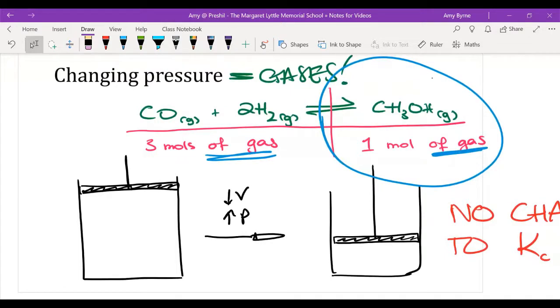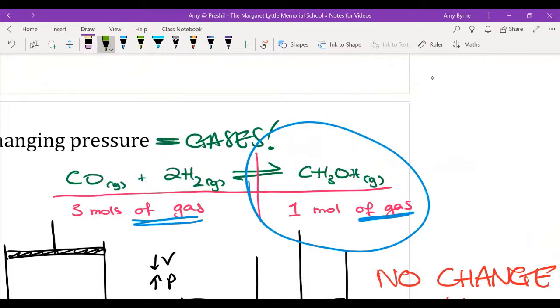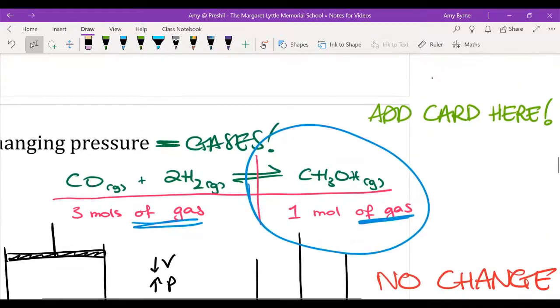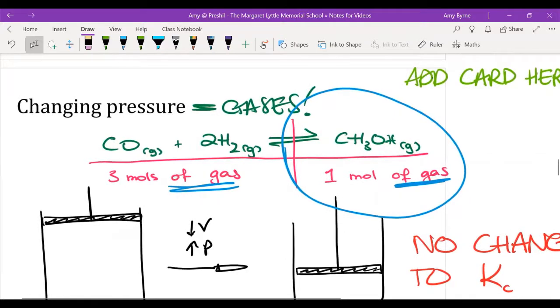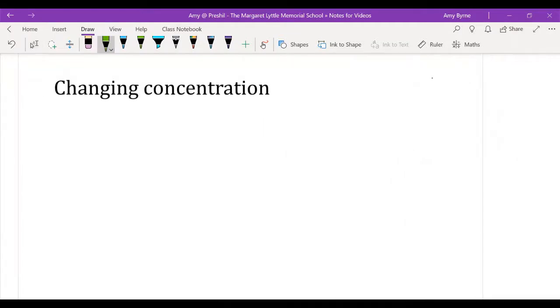So what I might do, if I remember how to do this, and I'm just going to put a big note for myself so I can see it. I'm going to see if I can add a column here, because I have an experiment where I made some NO2 gas and put it in a syringe so I could actually change my volume. So if you're interested, check that out, because it is a practical view of changing pressure and Le Chatelier's principle. Changing concentration is pretty much for aqueouses. So changing pressure was for gases, changing concentrations is for aqueouses.